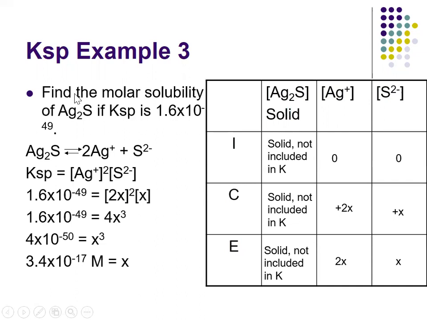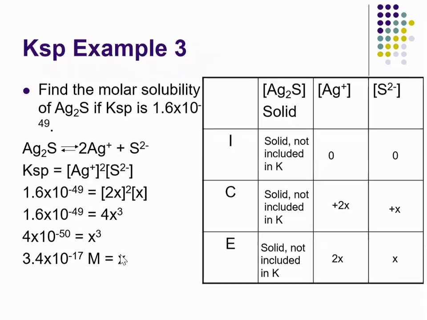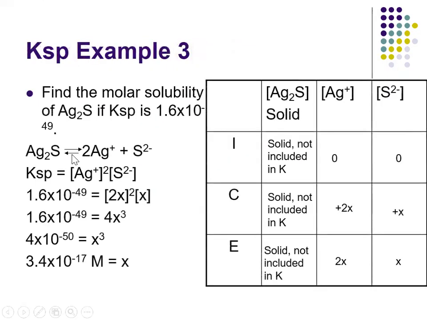Does that make sense to everyone? So what is your answer? My answer is my x that I got, so it's 3.4 times 10 to the negative 17. When I've been doing basic equilibrium, not Ksp, I would always ask for the equilibrium concentrations of things. So this is the molar solubility. To find the equilibrium concentration of silver, I would have done 2 times that number.